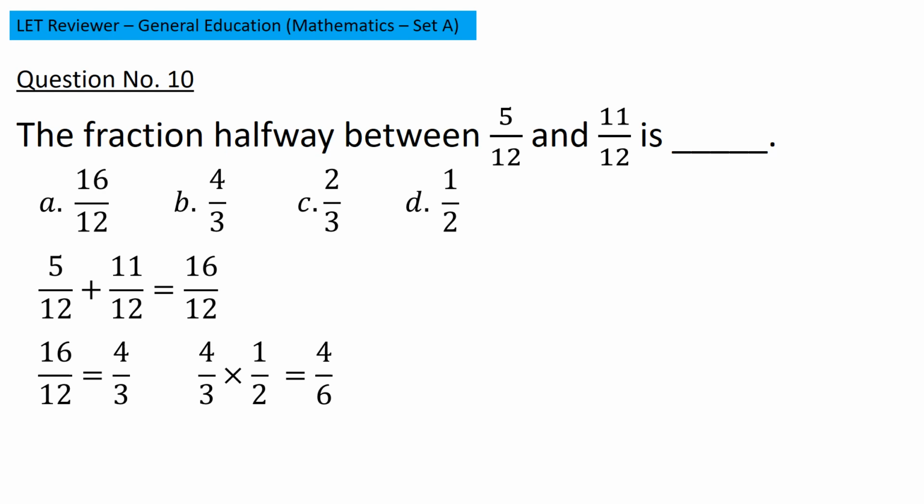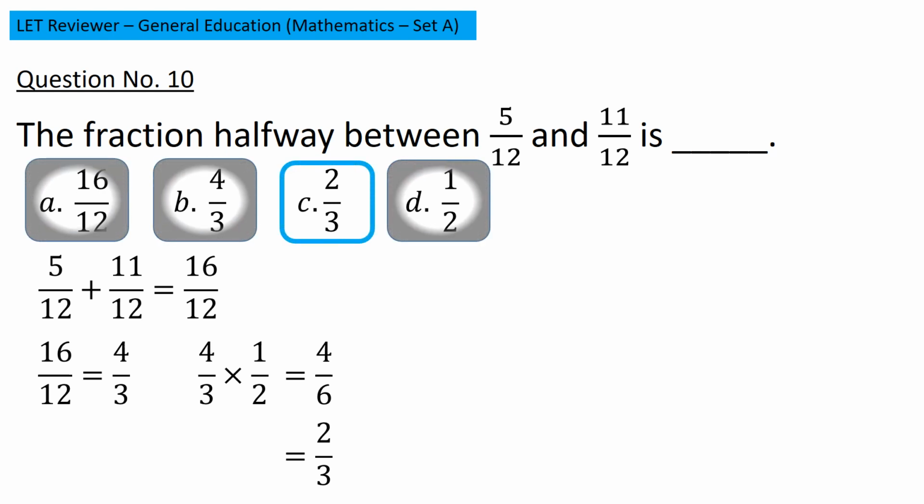So yung 4 over 6, again, pwede pa natin siyang isimplify. The GCF of 4 and 6 is 2. So divide both numerator and denominator by 2. I will have 2 over 3. So our answer here is letter C, 2 over 3. That is the fraction halfway between 5 over 12 and 11 over 12.